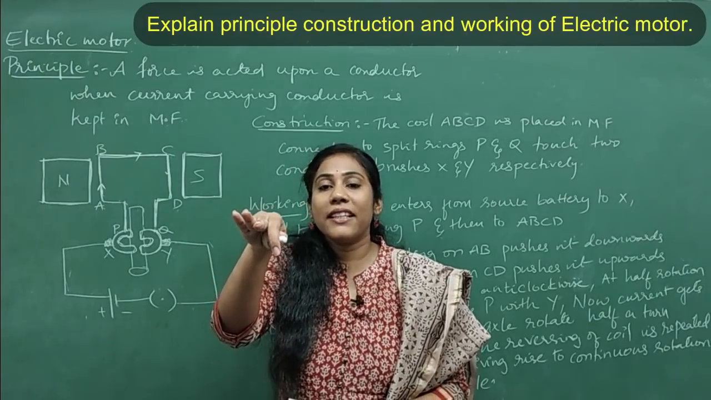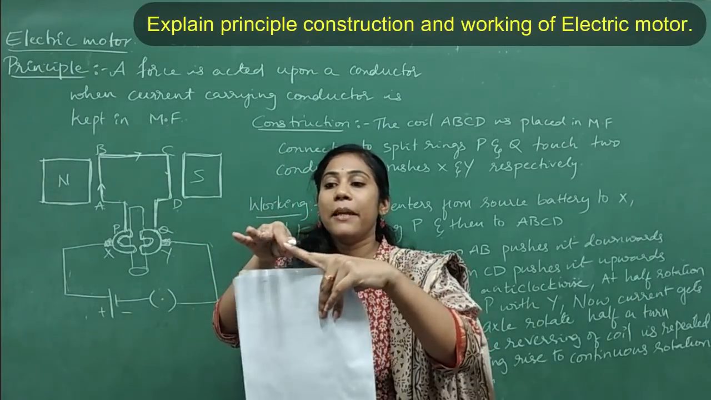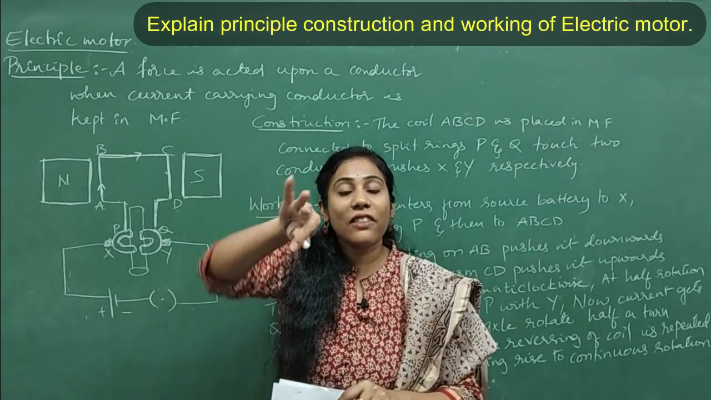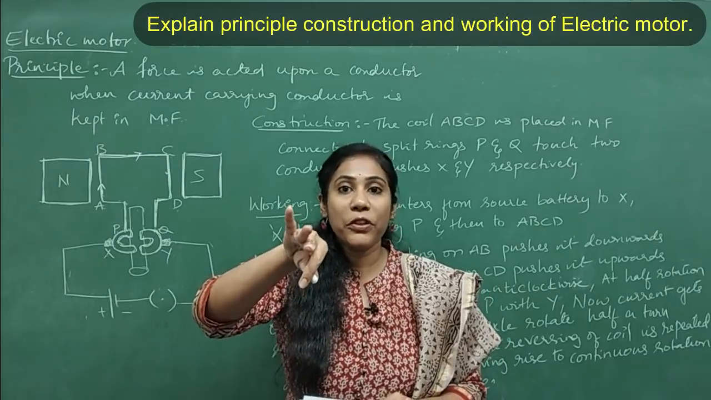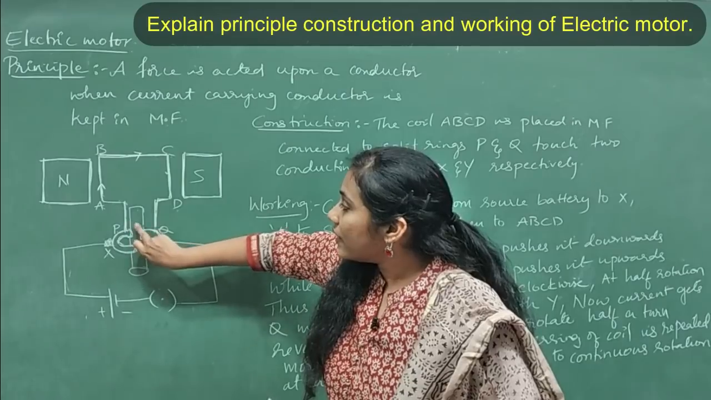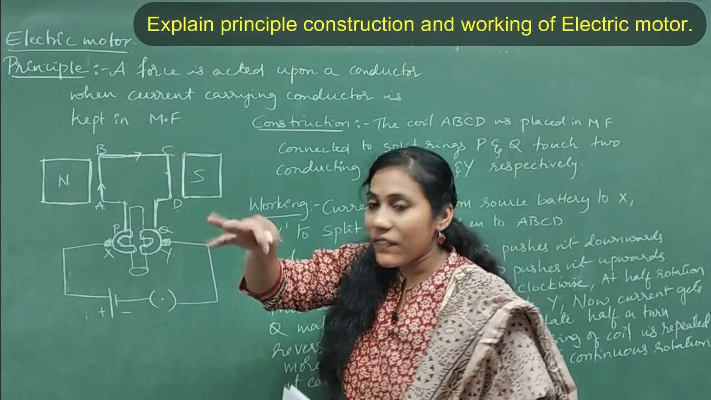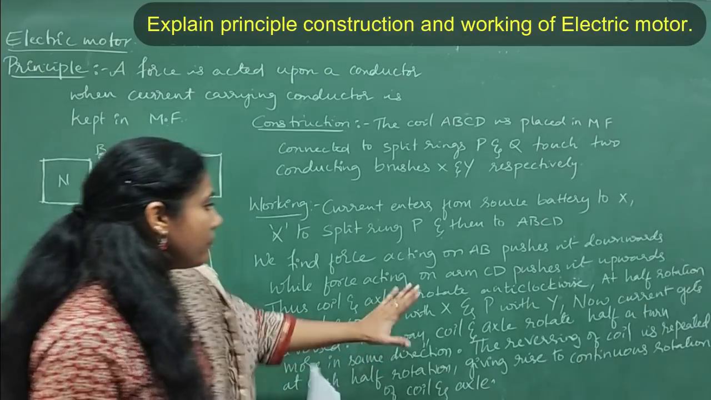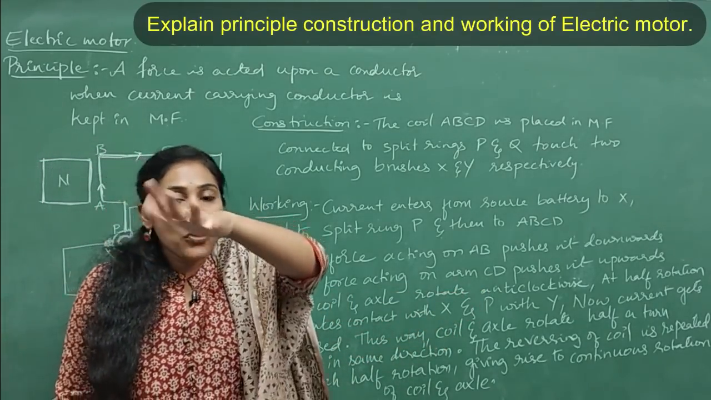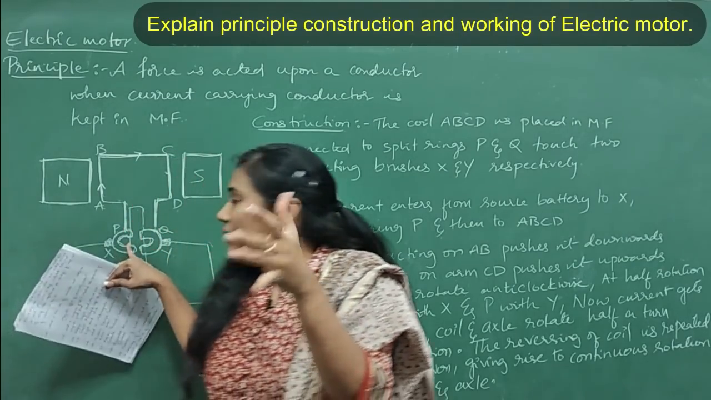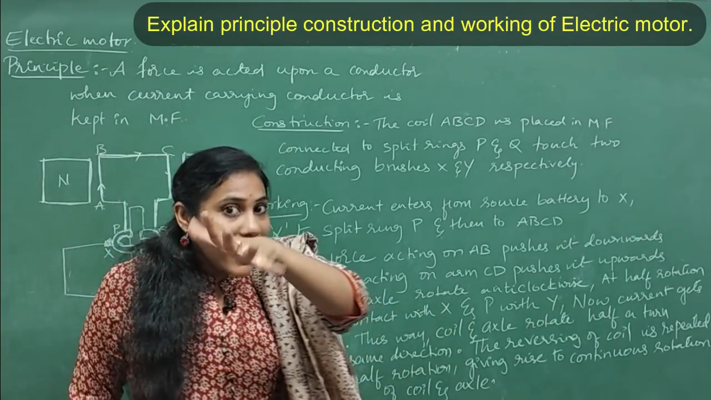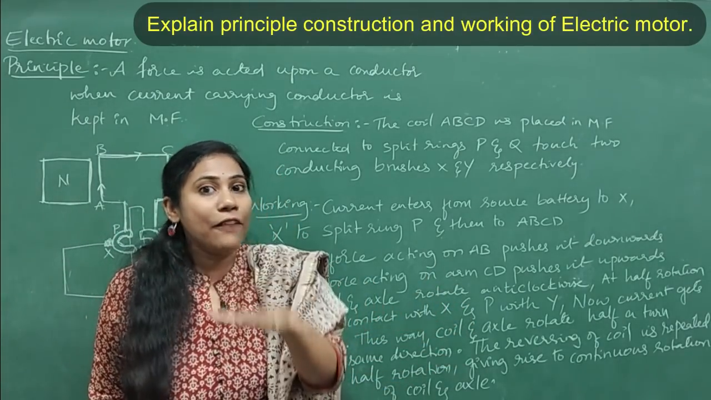AB is coming down, this is AB, this is CD. AB is coming down, CD is going up. That way the armature coil is moving. When the coil is moving, automatically the axle that is there will also move. Thus the coil and axle rotate in the anti-clockwise direction. So the coil as well as the axle both are rotating in the anti-clockwise direction. That one rotation we will call a half rotation.